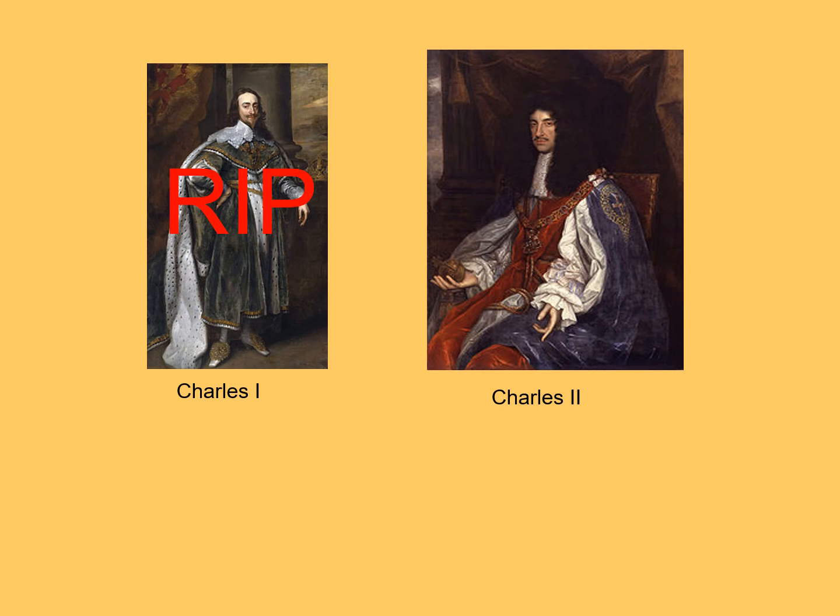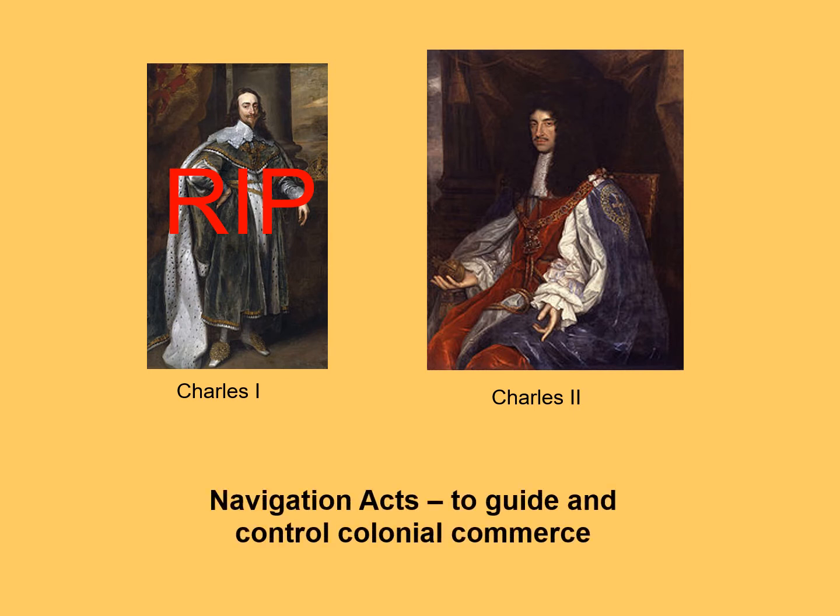And so Charles II and his parliament respond to this concern by British businesses by passing a set of laws that are known as the Navigation Acts. The Navigation Acts, laws to guide and control colonial trade and commerce. The first set of these laws were passed in 1660, another set in 1663, and remember that you don't need to obsess about dates and memorize those dates.